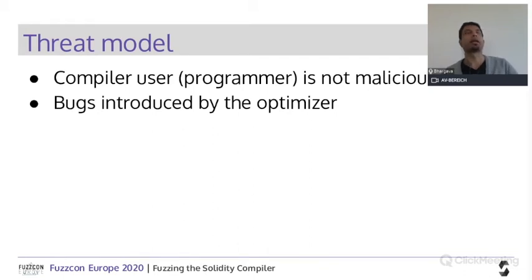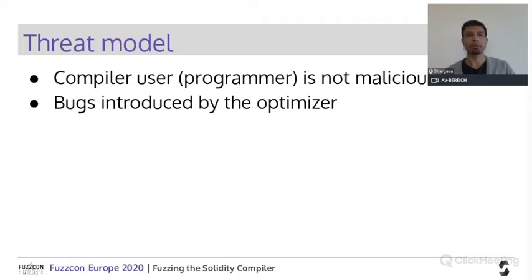Just a few more words about the threat model as such. We assume that the compiler user or the programmer is not malicious, because it's not very interesting to look at inputs that crash the compiler. A compiler as a piece of software, unlike, let's say, a network server or a protocol parser deployed on an endpoint, is not so sensitive to being crashed in the way remote servers are crashed.